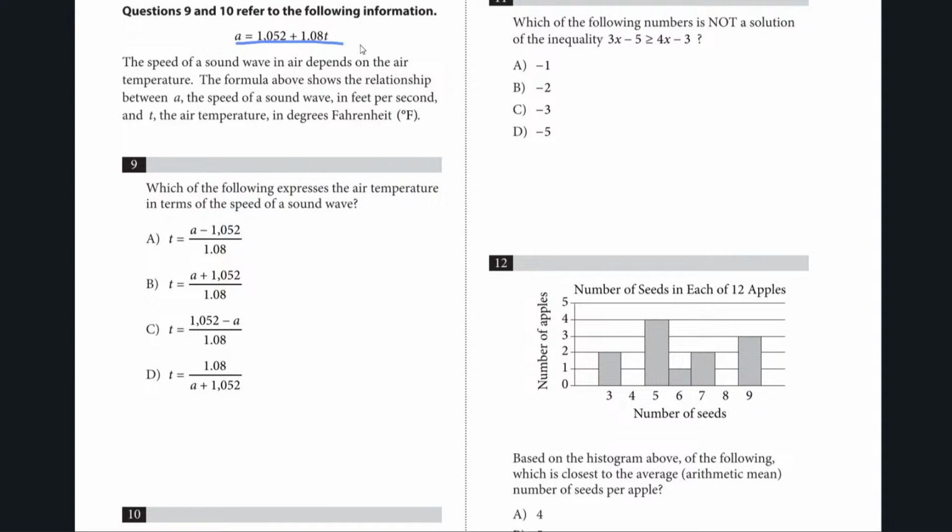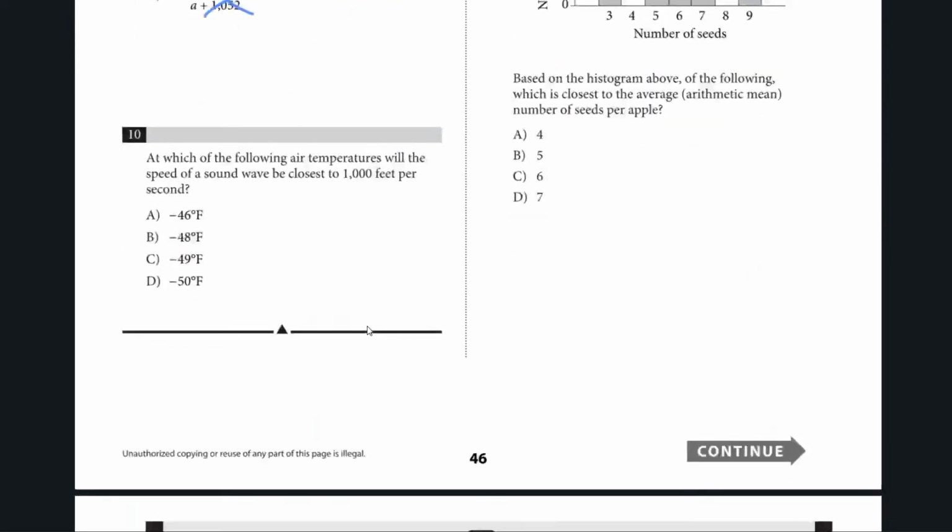So let's take the original equation. A is equal to 1052 plus 1.08 T. We subtract the 1052 over, and then divide by 1.08. So it'd be A minus 1052 over 1.08. D is wrong, the 1.08 is on the wrong side. It's a positive A, so C is wrong. So it's between A and B, but since it's A minus 1052, our answer has to be A.